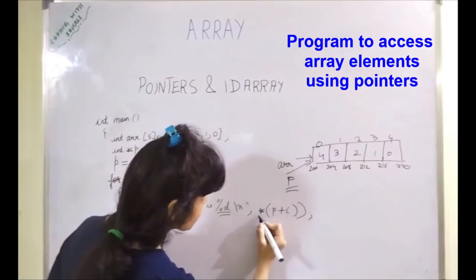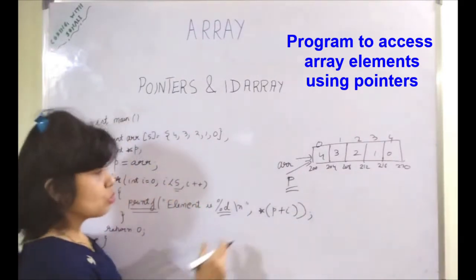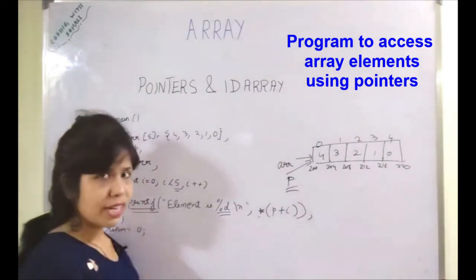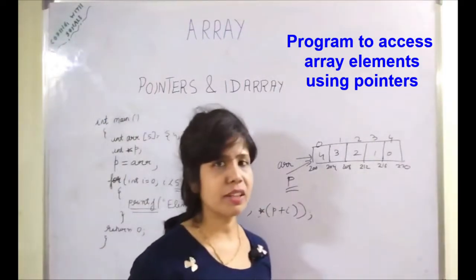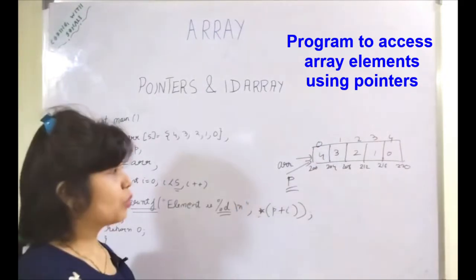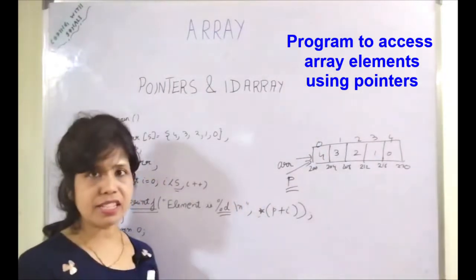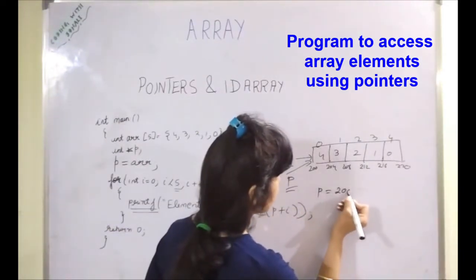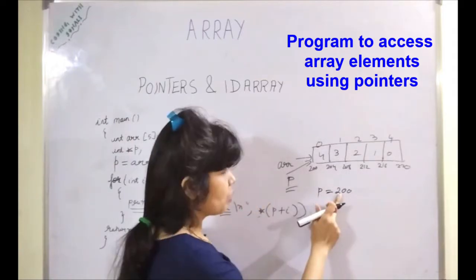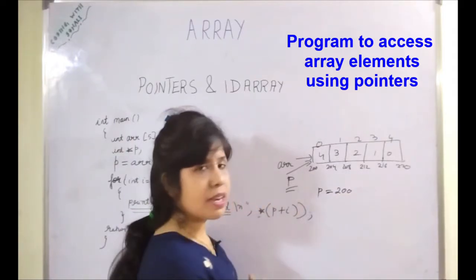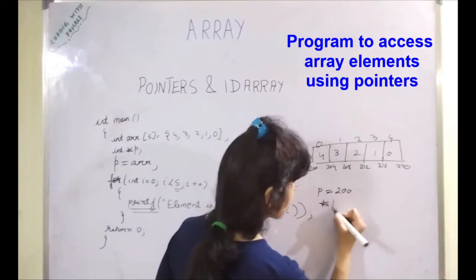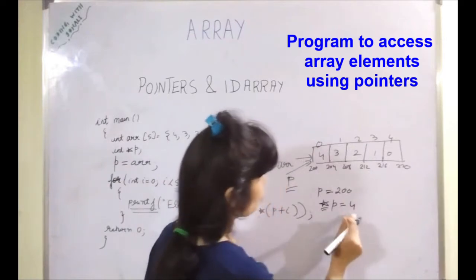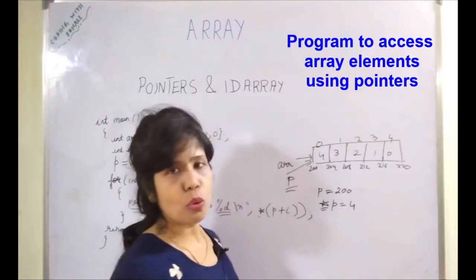And what value am I giving? *(p+i). Since I told you what the star means, star is the indirection operator. First of all, a pointer has the value as the address of another variable, and we have to access the value at the address which the pointer is containing. So here the pointer is containing 200, right? If I have to access the value at the address 200, then I will use this asterisk, that is the indirection operator. So I will get the value 4 because at 200 this 4 is present.